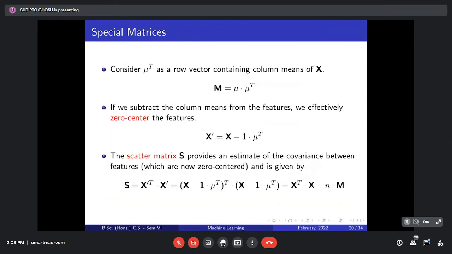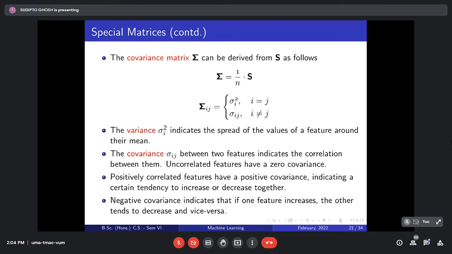Special matrices. Are the definitions clear up to this point? Because then we are about to do something with these matrices. I'm just proposing to you that these are the different terms that we are going to use. That's it. Can you just please unmute and say? Yes, it's understood.